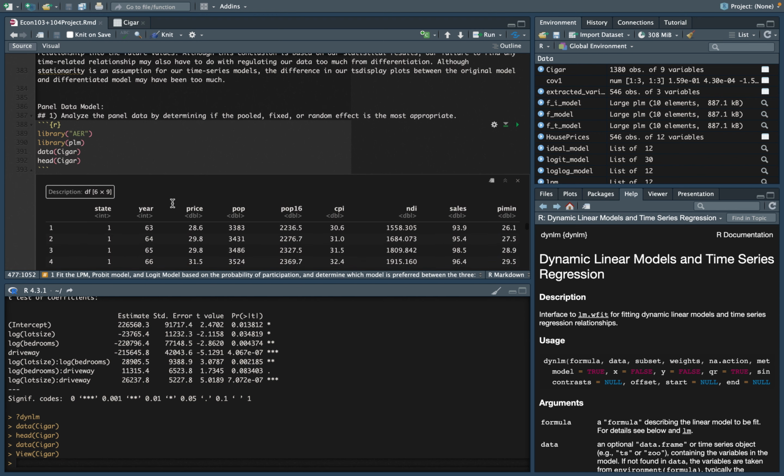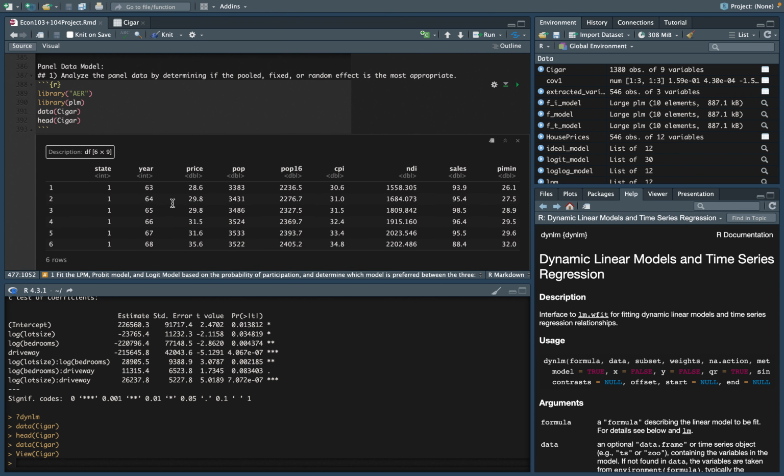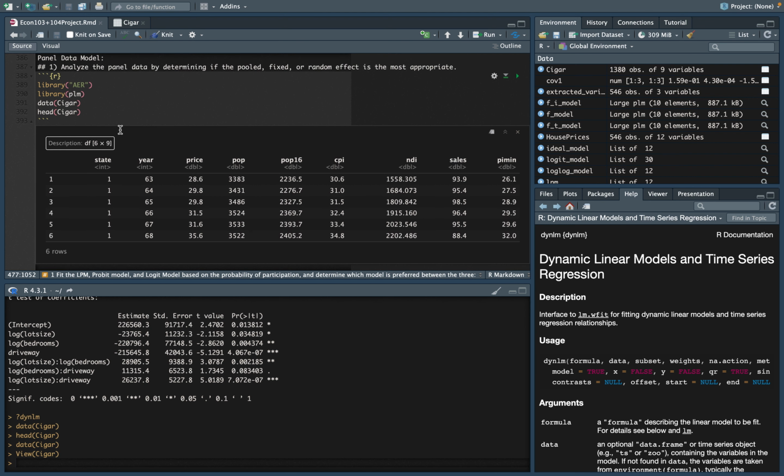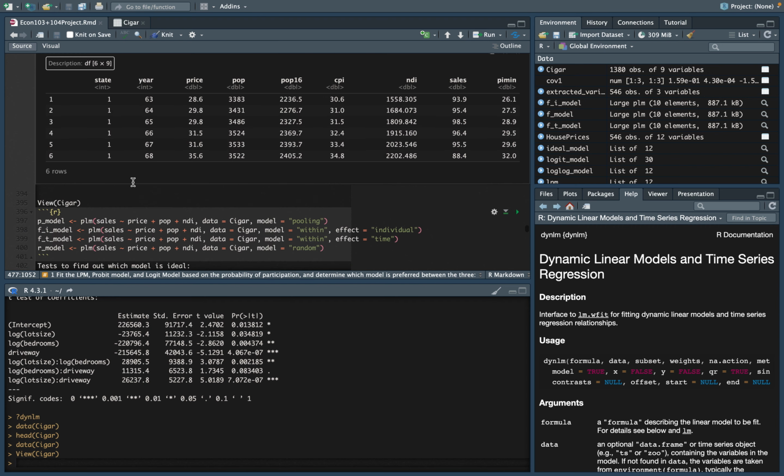So for the panel data model, we have this data set called CIGAR, where we observe individual states, except we have multiple rows of the same state, and that's because we're observing this state over time. And that's how panel data is unique compared to a standard data set or a time series model.